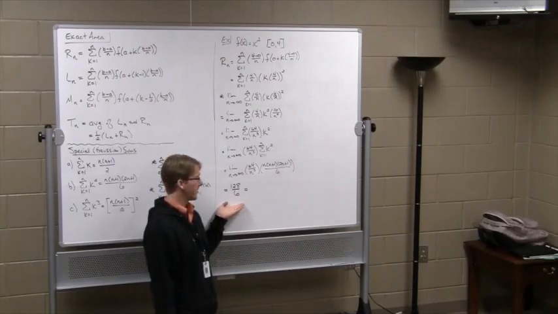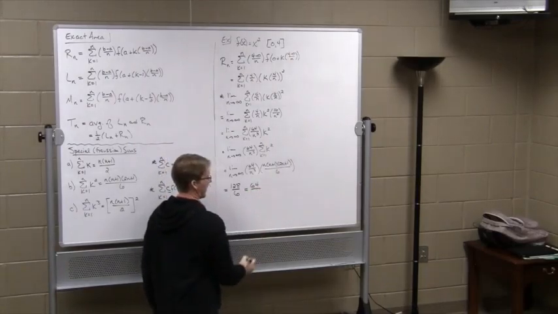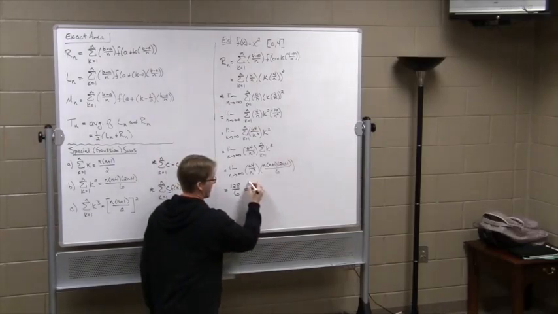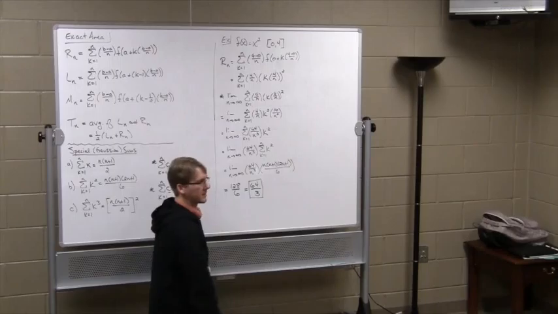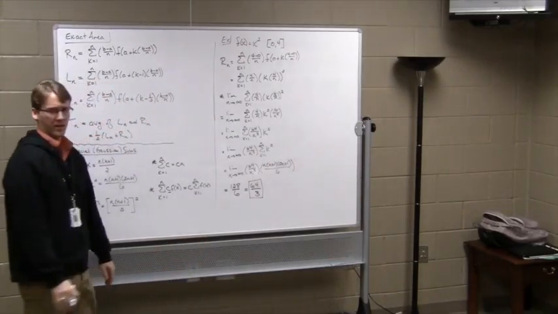Just write down, what can we factor out of both the top and the bottom? A 2. That'll give me 64 on top and a 3 on the bottom. Ladies and gentlemen, the exact area is 64 over 3, or 21 and a third.